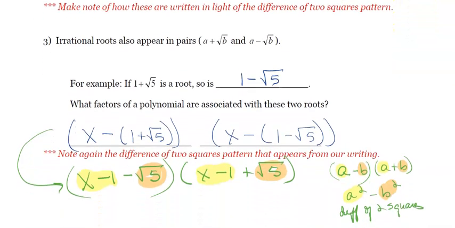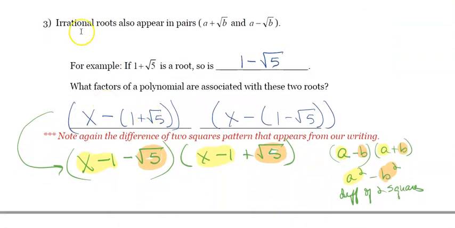Look at your irrational roots. Irrational roots also appear in these pairings. Now, irrational just means you have a radical. Okay, it's not a terrible thing. It's just a radical, but you've got to contend with it.